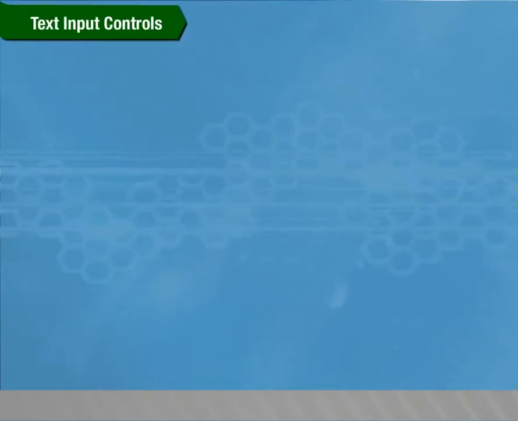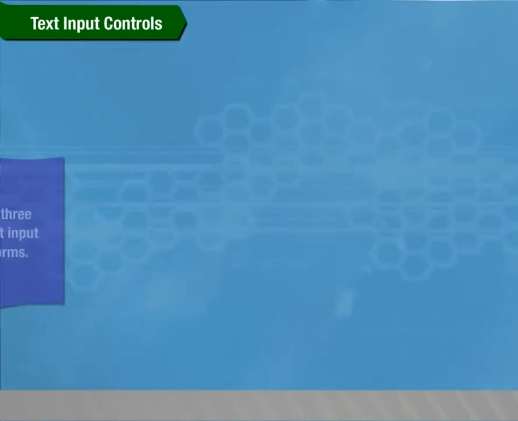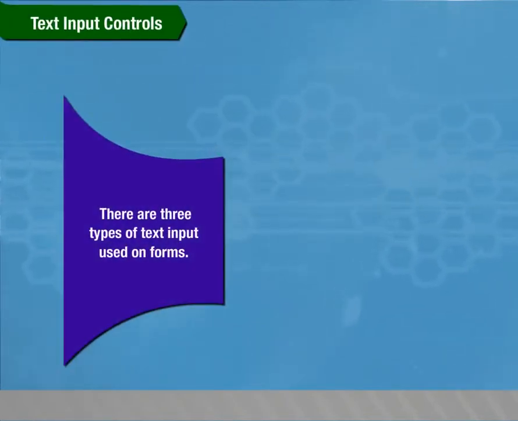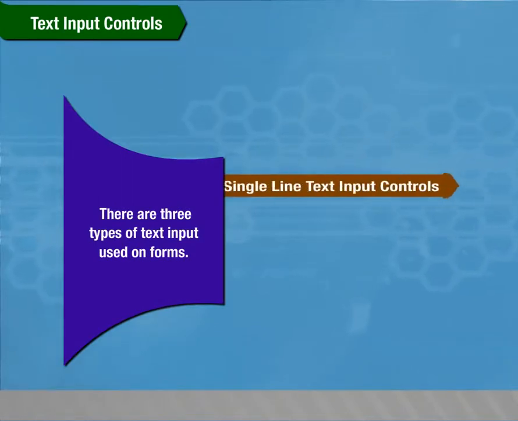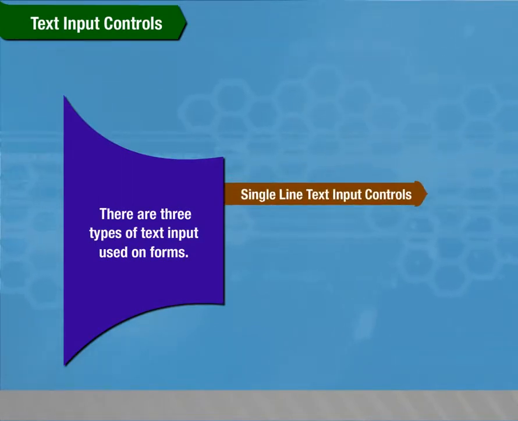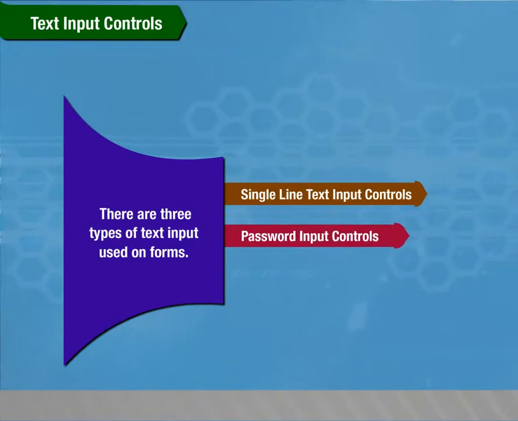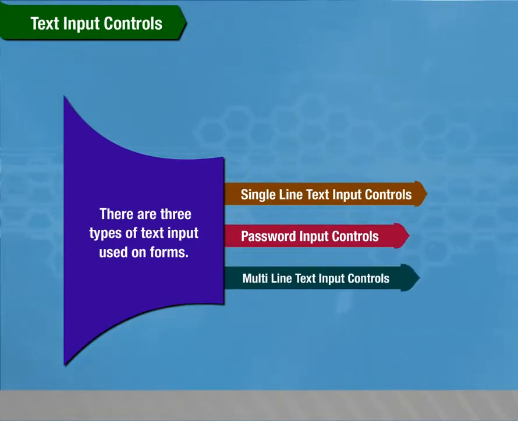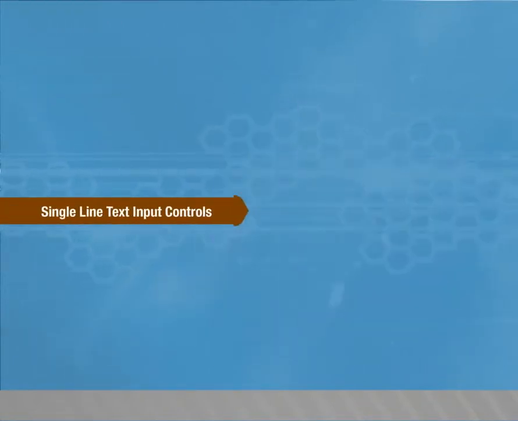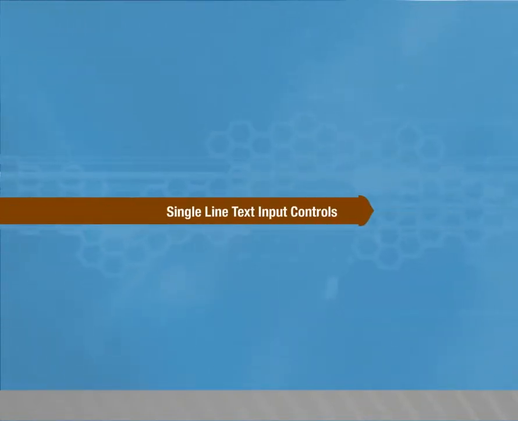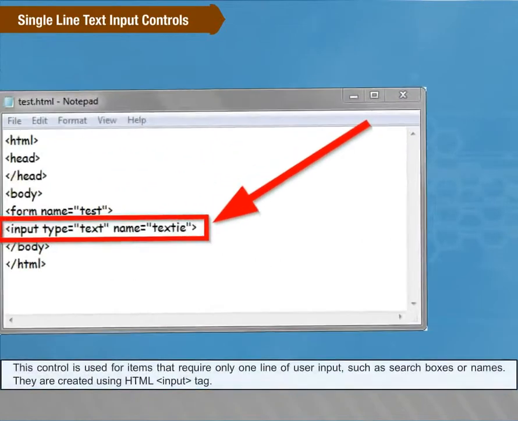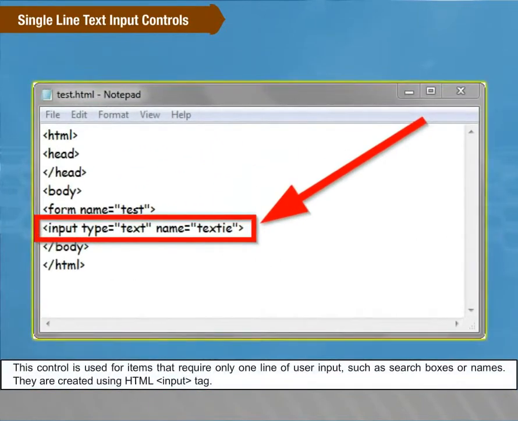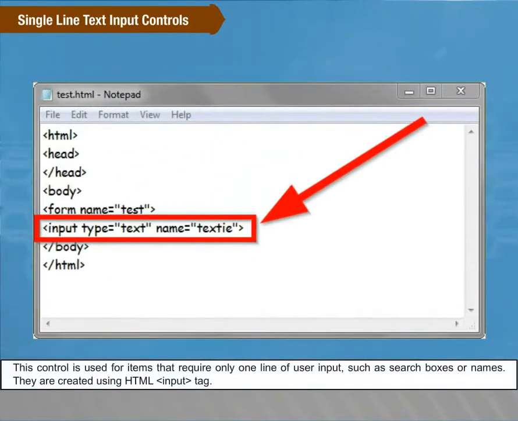Text input controls. There are three types of text input used on forms: single line text input controls, password input controls, multi-line text input controls. Single line text input controls. This control is used for items that require only one line of user input, such as search boxes or names.